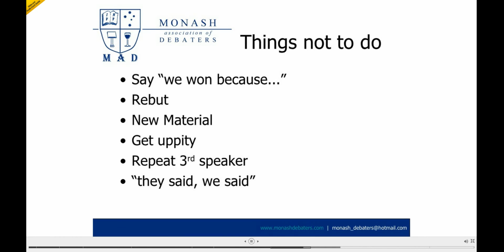This can often be a really effective tactic to stop you from bringing in new material or rebutting or anything like that, because it just makes you sound more objective. For some people, they just don't feel right doing it. So you can still say, we told you this, we didn't say that.